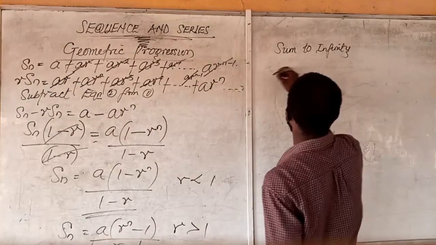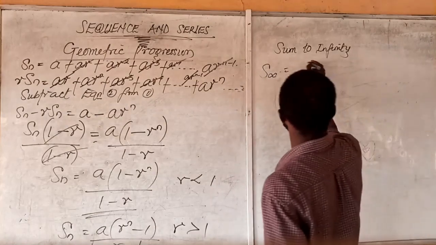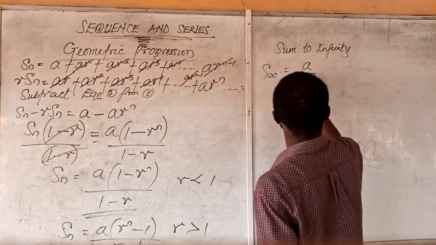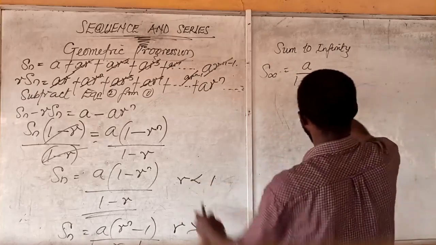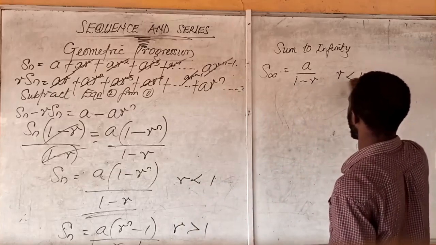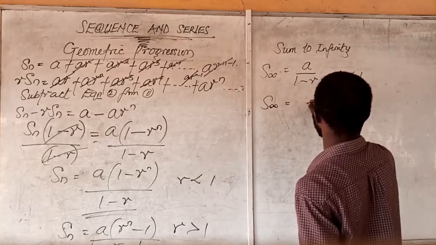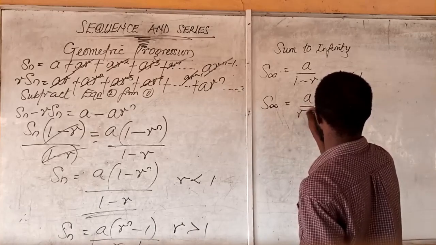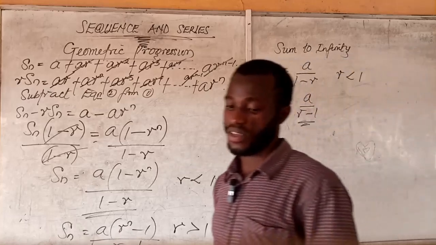Now, what do I have here? Since I have my S to infinity is equal to A over 1 minus R. The same rule applies. This is when R is less than 1. And if R were to be greater than 1, the sum would be A over R minus 1. And that is the sum of a GP.